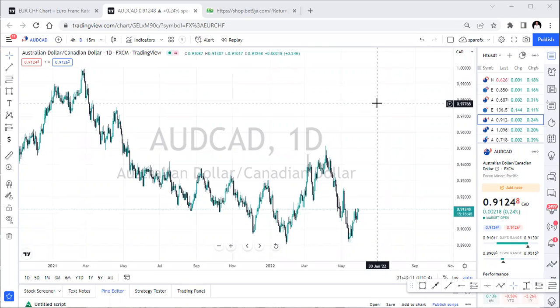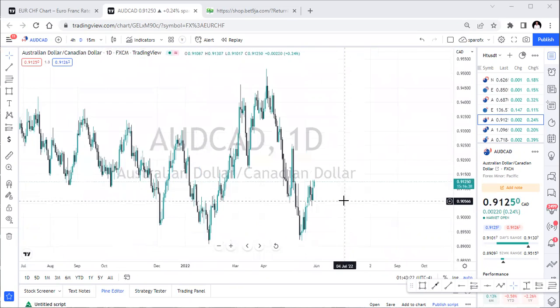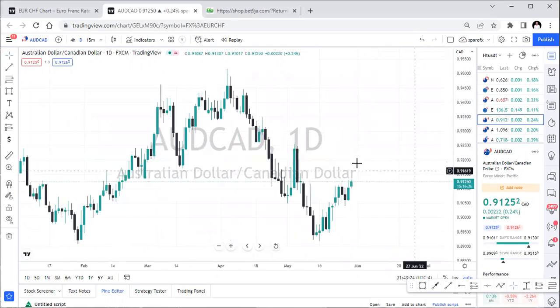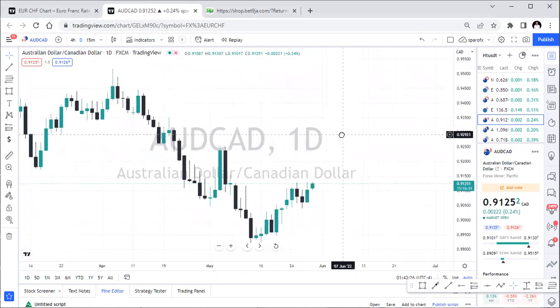Today I'm going to make an analysis on AUDCAD. I'm currently in my daily time frame, and if you can see from the daily time frame perspective, the market has been bearish. But there is something I want to point out.